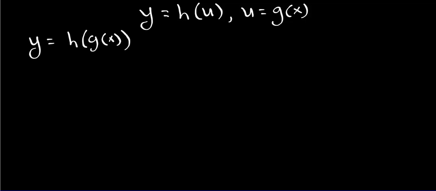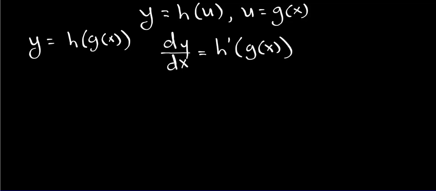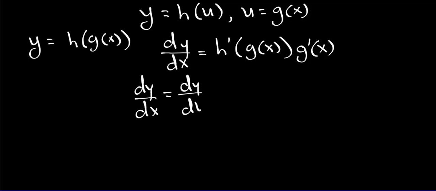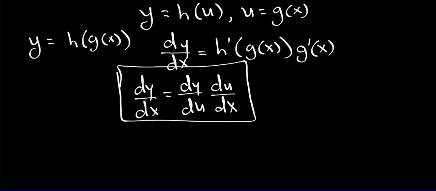And what we learned with the chain rule was that if we want to find the derivative of y with respect to x, we work our way from the outside function in. So this would be the derivative of h with respect to u, times the derivative of u with respect to x. In other words, using Leibniz notation, we would have dy/du times du/dx. Sorry about that. And this was how we wrote the chain rule.